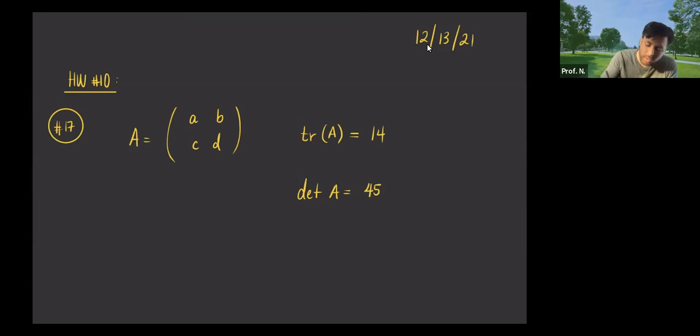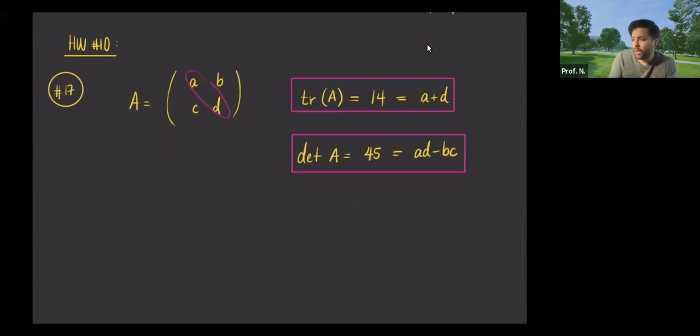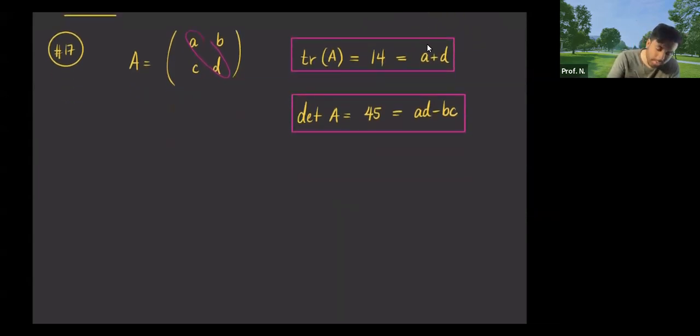First of all, what's the trace? The trace is the sum of the diagonal entries, so this is A plus D. And the determinant for a 2x2 matrix is AD minus BC. This is what we know so far, and what we want to figure out are the eigenvalues. So what's the only way to find the eigenvalues of A?